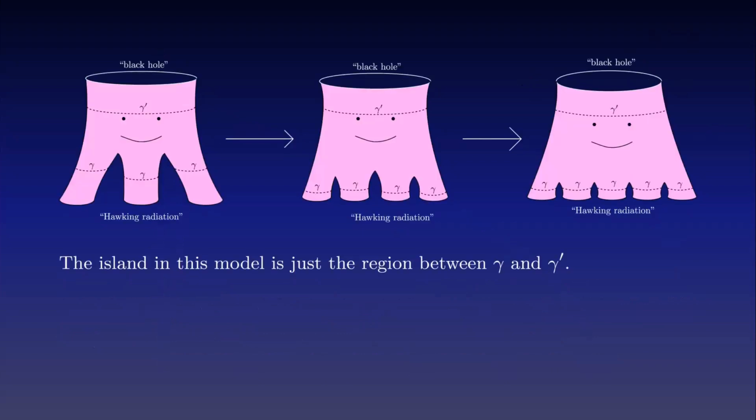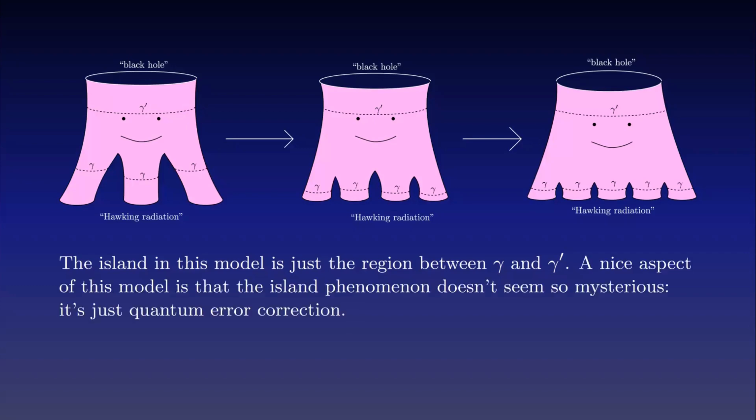So there is in fact an island also in this model here, and it has the nice advantage that a lot of things are much more explicit because we don't have to worry about bulk entanglement. So the island in this model is just the region between gamma and gamma prime, just like before it was the region between XL and XR. So a nice aspect of this model is that this island phenomenon doesn't seem quite as mysterious. It's really just quantum error correction. So how do we see this?